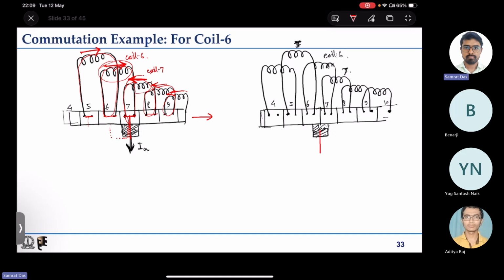Now this is our current. This sixth entire coil IA has to go to zero flow. The current will come from the fifth coil, half of the current, and half of the current will come from the seventh coil.